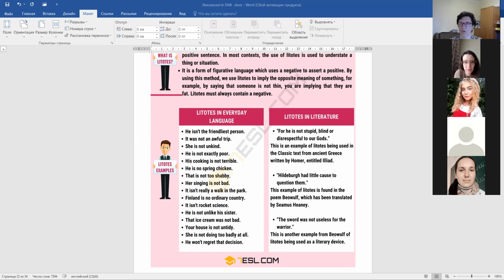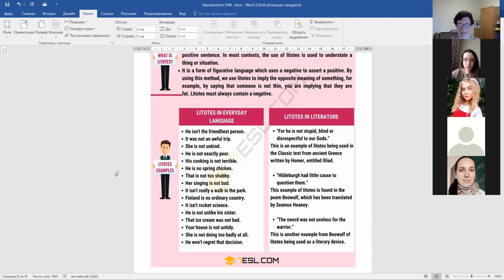So what do we show with these examples? Understatement of different things. Yeah, we understand. Why do we use this understatement? What is the reason for using this understatement? Now, for example, he's not exactly poor. What do we mean? He is rich. Okay, we'll do it later. We'll watch a video why Englishmen like understatement so much, or litotes.